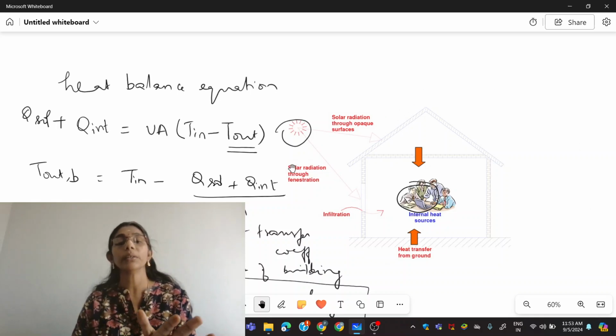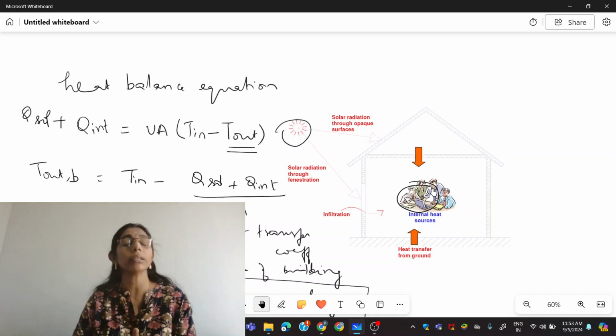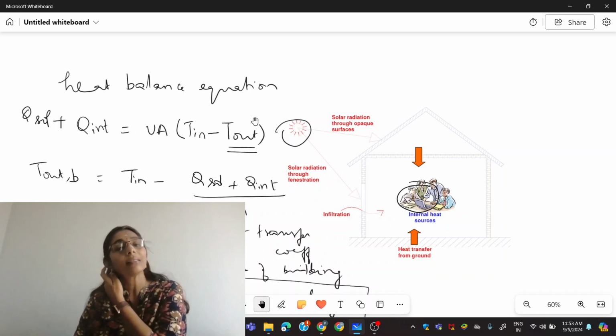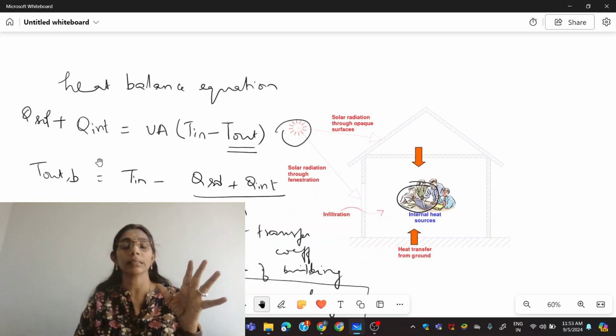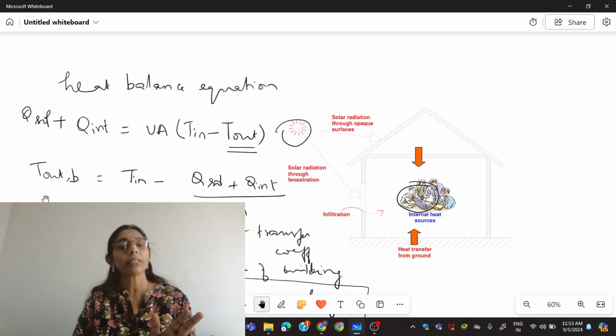we know this is a room. We know where all the solar heat is entering and where the internal heat generation is. When we sum up these two, we will have the heat losses that are occurring. That is, the summation of the heat is balanced by the heat losses. So the outside temperature, we are calculating at the balanced state.